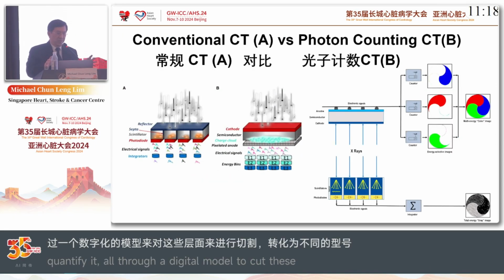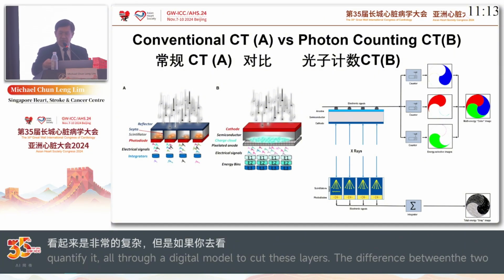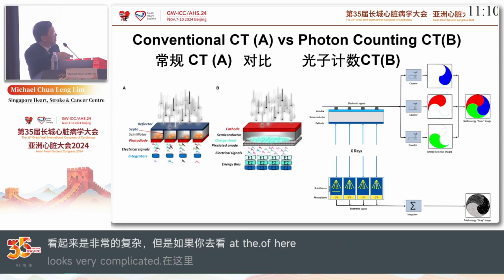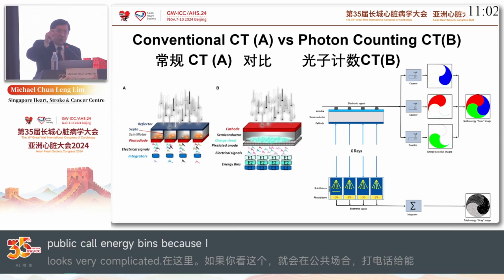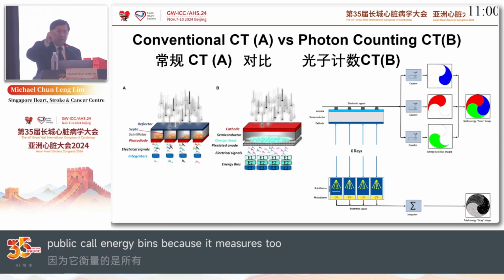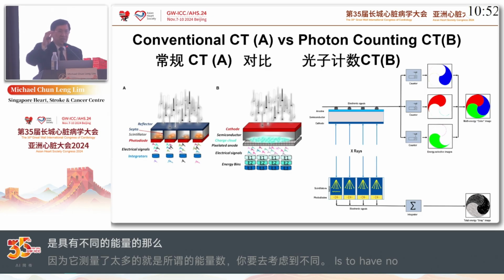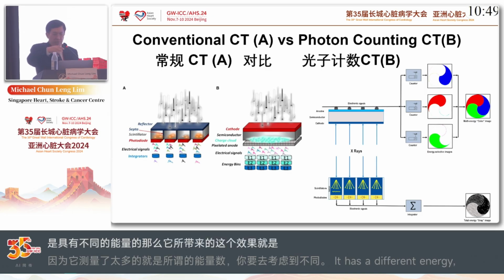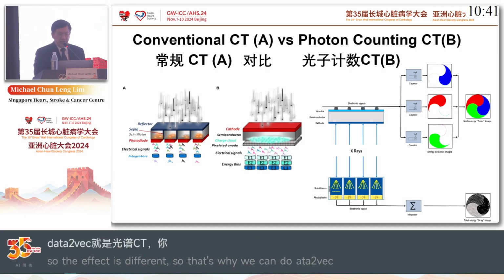It looks fairly complicated, but what happens is that this will then go into what we call energy bins, because it measures all the different photons, and photons of different energy are then compartmentalized into different energy bins, and therefore you can do what we call spectral CT imaging, all right? Later we'll talk a little bit about spectral CT imaging. So you can give more characterization to the images that you actually get.